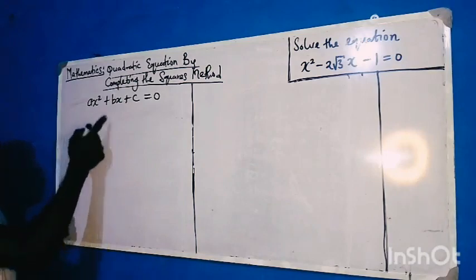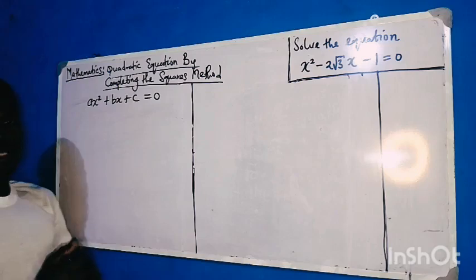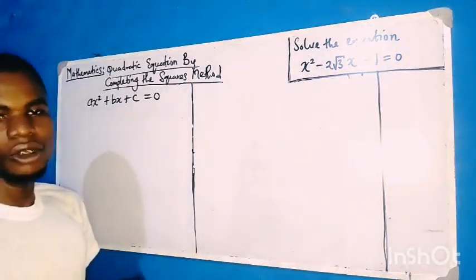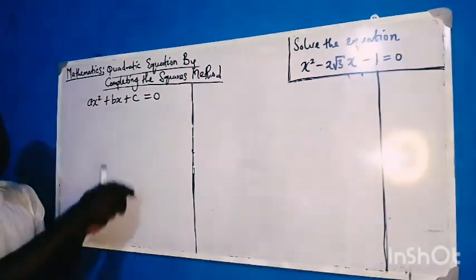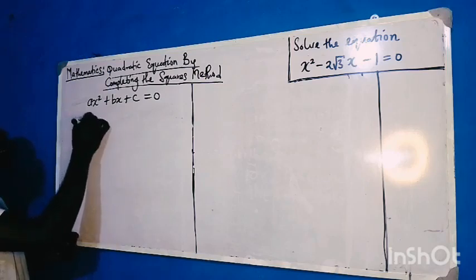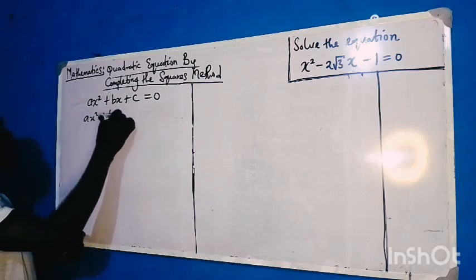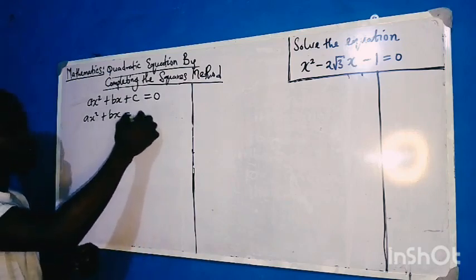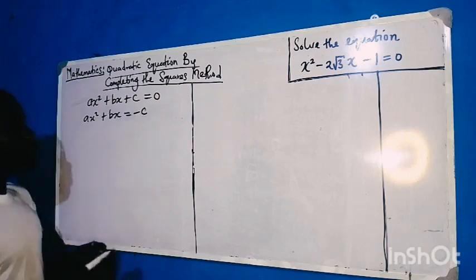Okay, so first of all, when you have a quadratic equation like this, the first step you take is to take the constant, this one without the x, to the other side of the equation, so that we are going to have ax squared plus bx is equal to, now plus c crossing to 0 will give us 0 minus c, which will give us minus c.